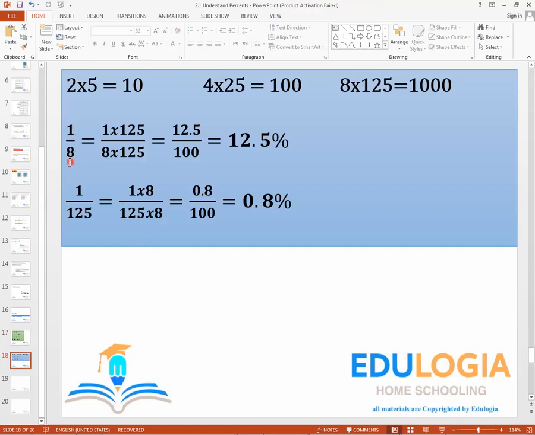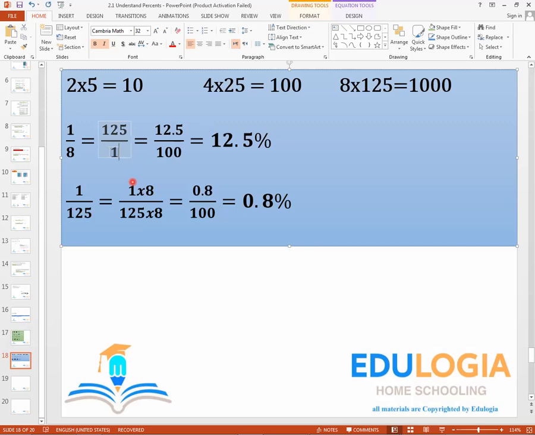What about 1 over 8? The friend of 8 must be 125. So multiplying by 125 up and down. 1 by 125 is 125. 8 times 125 is 1000. But I need 100, not 1000.